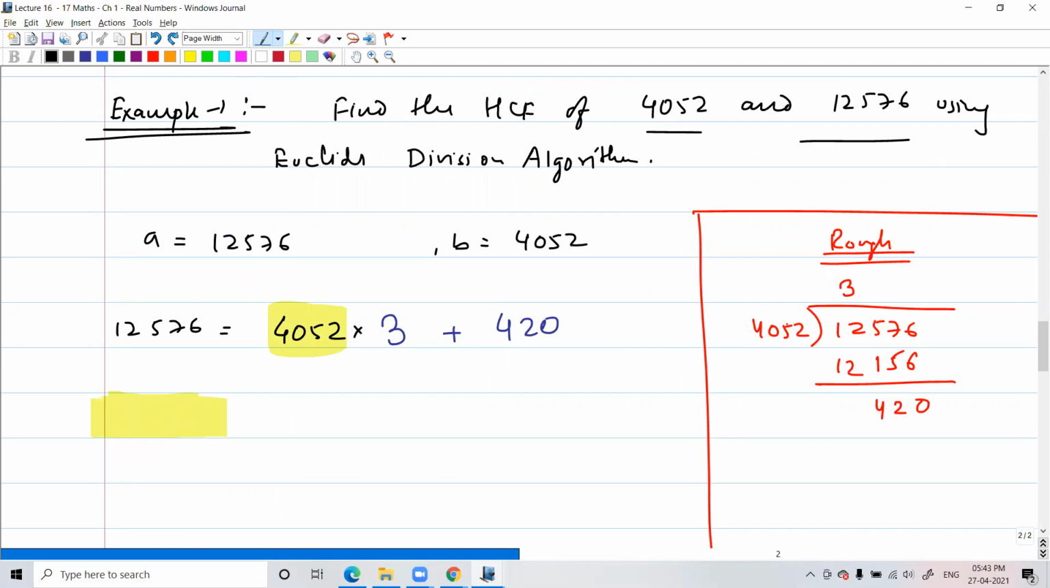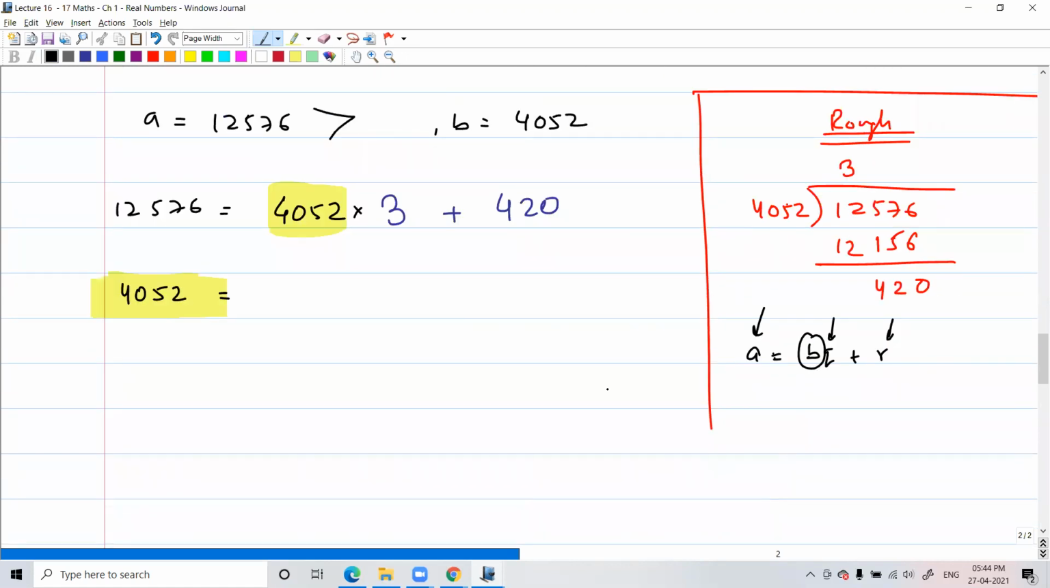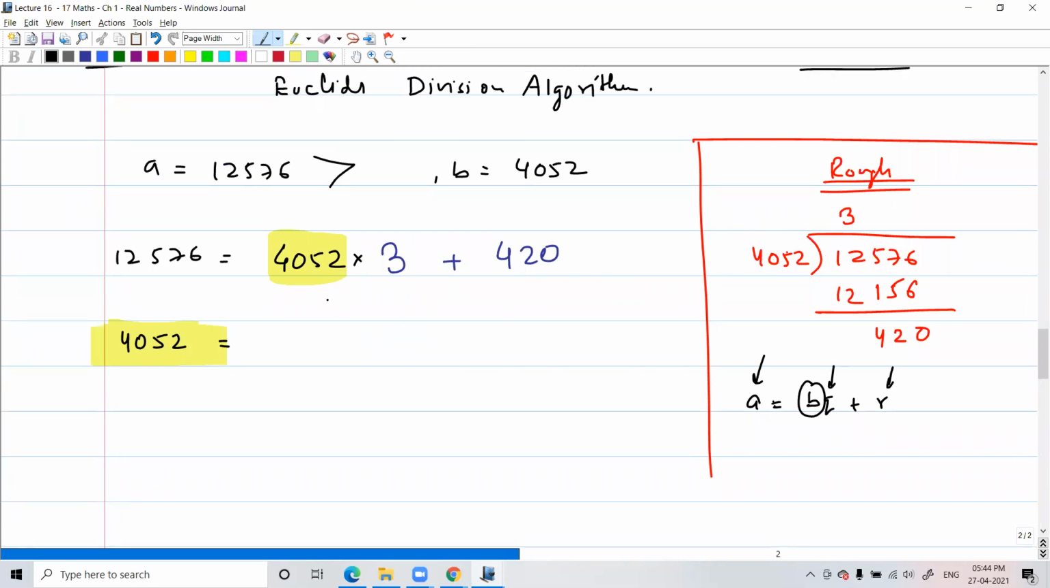Sir, here why are we taking that 12576 as the A, sir? Because according to Euclid's division lemma, the bigger number we have to consider as A, and that bigger number A can be represented in the form of A is equal to BQ plus R, where Q is the quotient and R is the remainder. So of course, dividend has to be bigger than the divisor, no? Yes, sir. Okay, sir. So the dividend is bigger than the divisor. So that's why we took this one as A and this one as B in the first step.